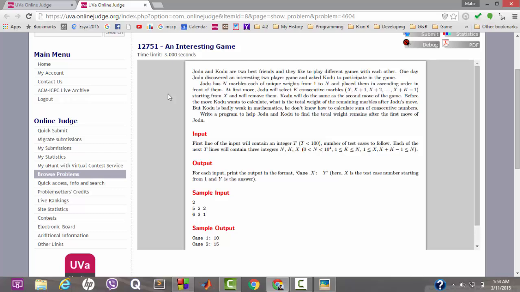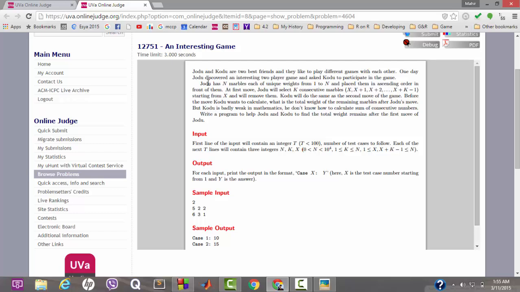Today, this is me Mahir. Today we will be solving a UVA Online Judge problem, an interesting game problem. In this problem, it is said that two friends are playing games with marbles.